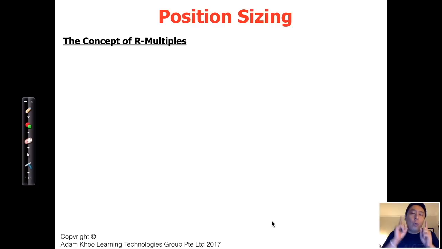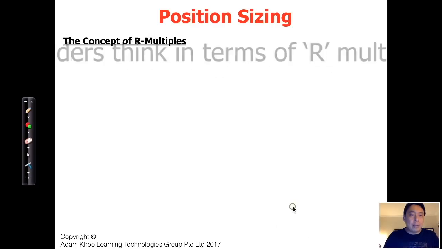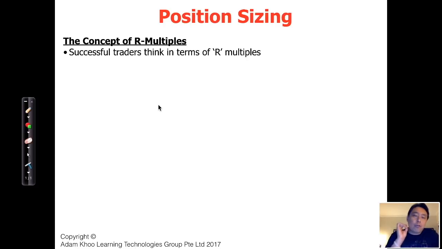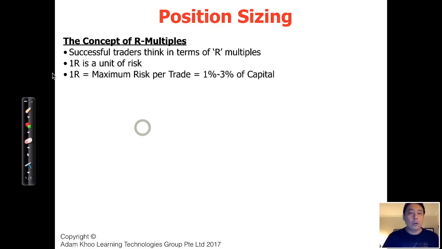So the key is to always think in terms of R multiples, right? What does that mean? Successful traders always think in R multiples, so they mentally disassociate from the money they're trading, okay? So what is 1R? 1R is a unit of risk. So again, 1R is the maximum risk you're taking per trade. So 1R could be 1% risk or 3% risk.